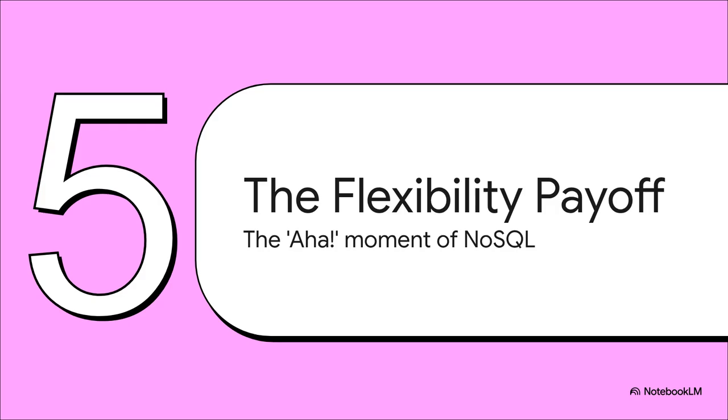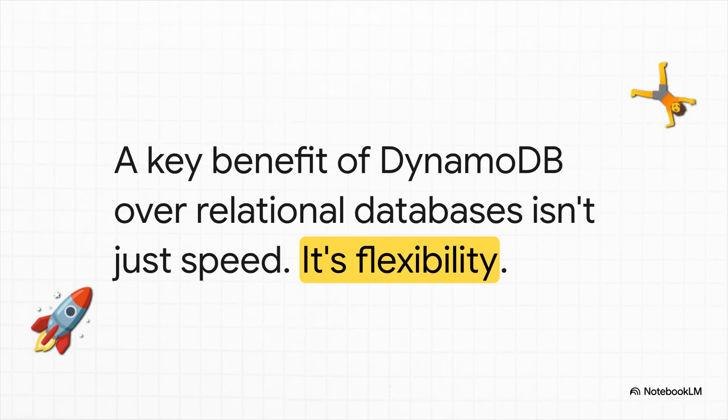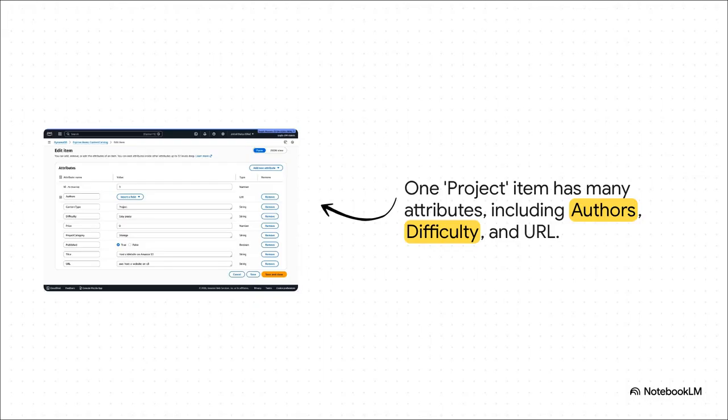Okay, we've seen the speed, which is awesome, but now it's time for the real flexibility payoff. This is that aha moment where the whole no rows, no columns thing finally clicks into place. Because you see, the real benefit here isn't just about being fast, it's all about flexibility. Just take a look at this one project item from the database. It has attributes for authors, for difficulty, for URL, a whole bunch of different pieces of information, all attached to this one single item. It's so much richer than a simple row in a spreadsheet.